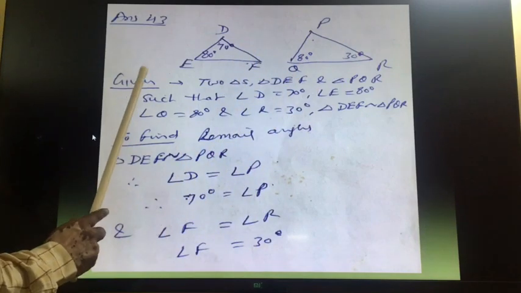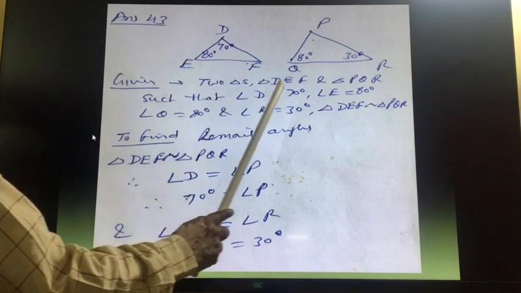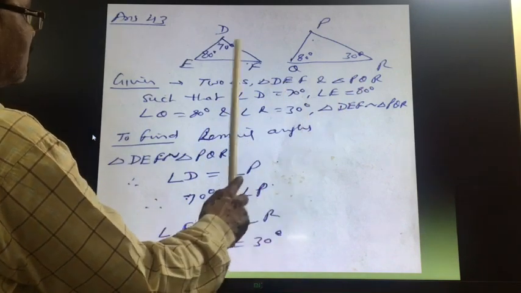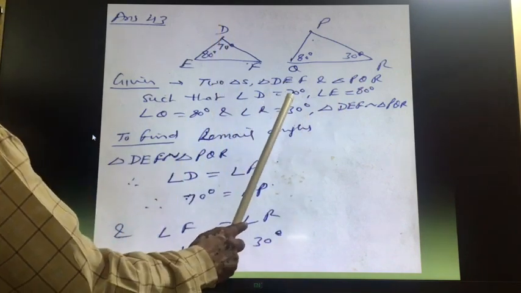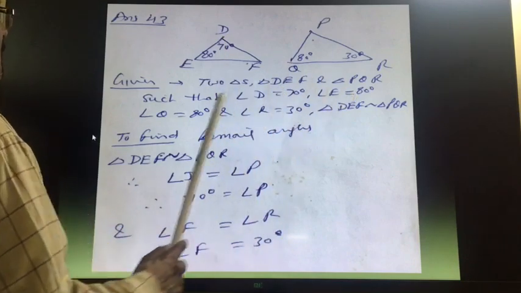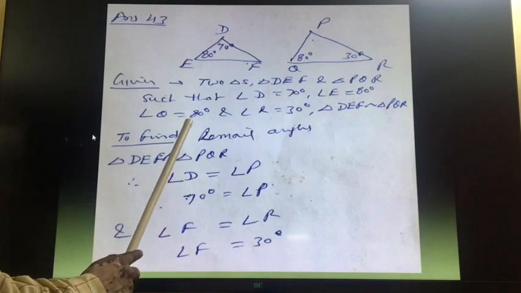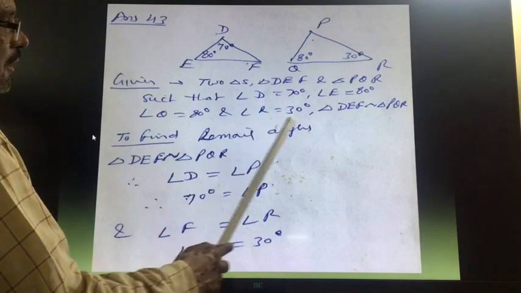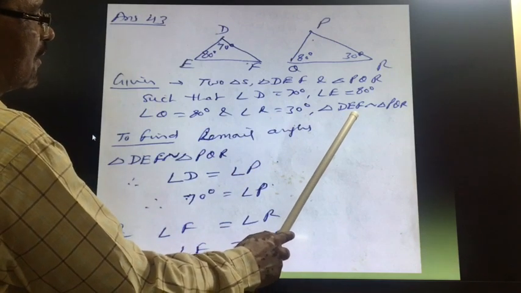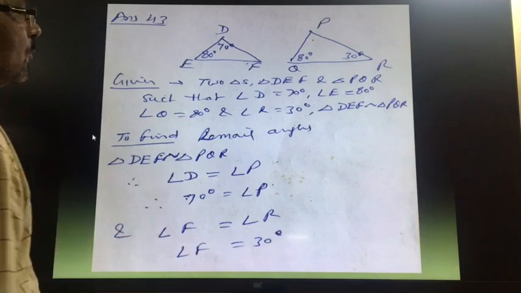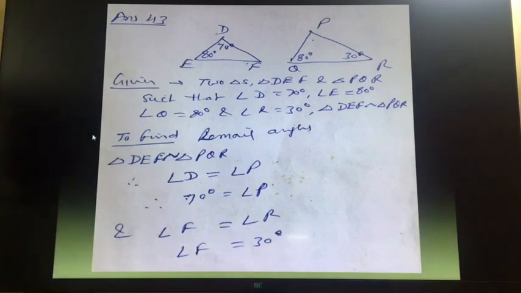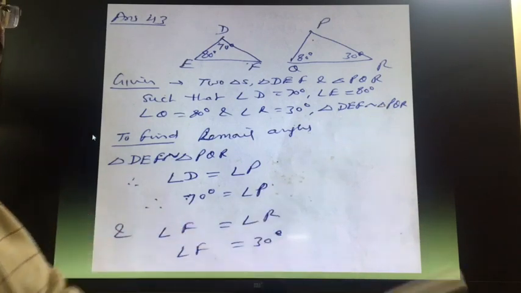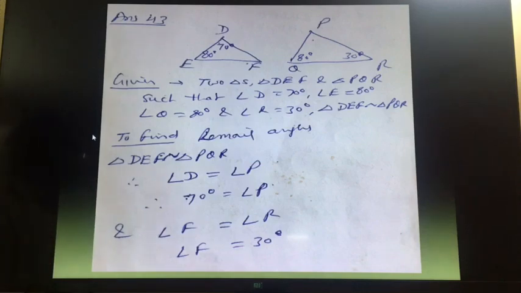Once again, I am reading what is given. Two triangles DEF and PQR are given such that angle D is equal to 70, angle E is equal to 80, and in the second triangle angle Q is equal to 80, angle R is equal to 30, and it is given that triangle DEF is similar to triangle PQR. Regarding this, I taught you, if two triangles are similar, then corresponding angles are equal, and if two triangles are similar, then corresponding sides are proportional.